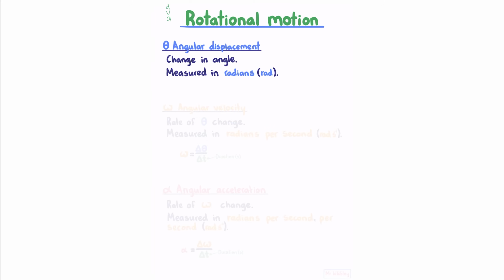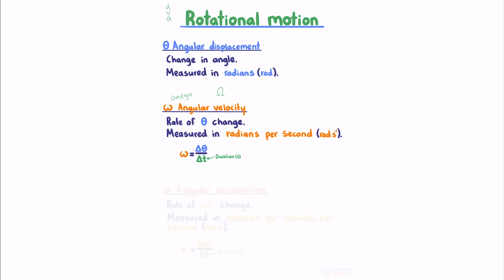Instead of velocity, we have angular velocity, which is symbolized by omega. Specifically lowercase omega, as opposed to the uppercase omega that we use as a symbol for ohms. Angular velocity is the rate of angle change, measured in radians per second. We can write an equation, which is equivalent to velocity is distance over time, except with our rotational values.